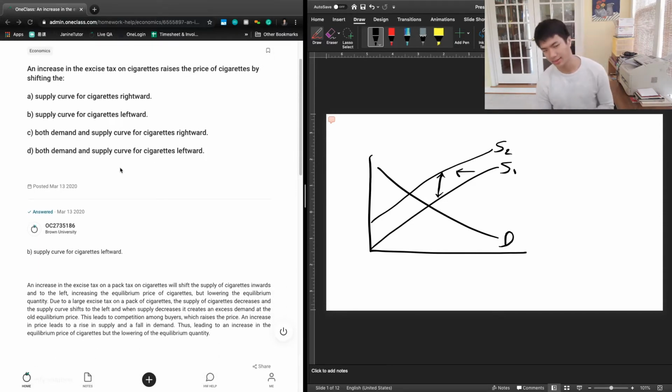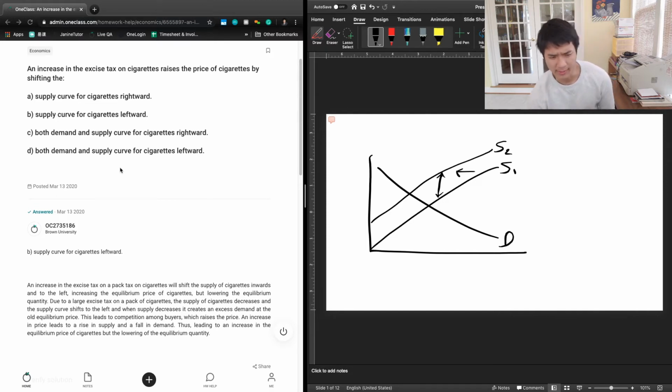And so let's take a look at the previous tutor's answers. Previous tutor says B, supply curve for cigarettes is shifted leftward. An increase in the excise tax on a pack of cigarettes will shift the supply of cigarettes inwards and to the left, increase the equilibrium price of cigarettes, but lowering the equilibrium quantity.